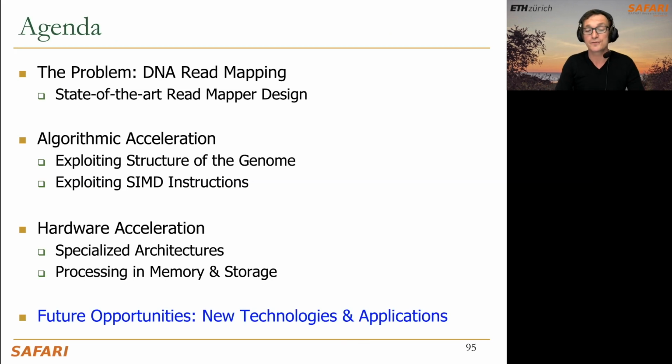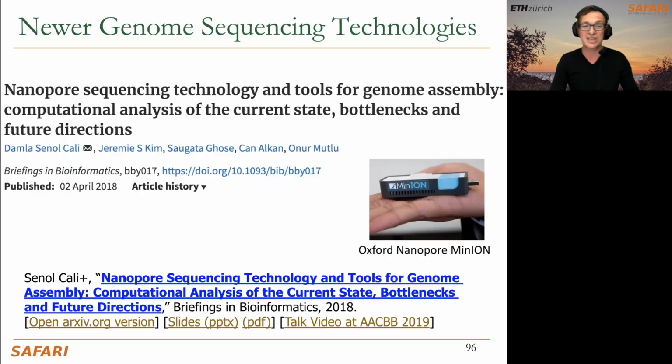I will briefly mention future opportunities, and the future is very bright. I think we have new technologies and new applications that are coming up. Some example technologies include nanopore sequencing technology, but there are other technologies, and these introduce new challenges because they're very, very high throughput, but unfortunately they have high error rates, as I mentioned, and they have different unique characteristics. Can we design algorithm, architecture, and device co-design so that we can actually improve the benefits of these technologies?